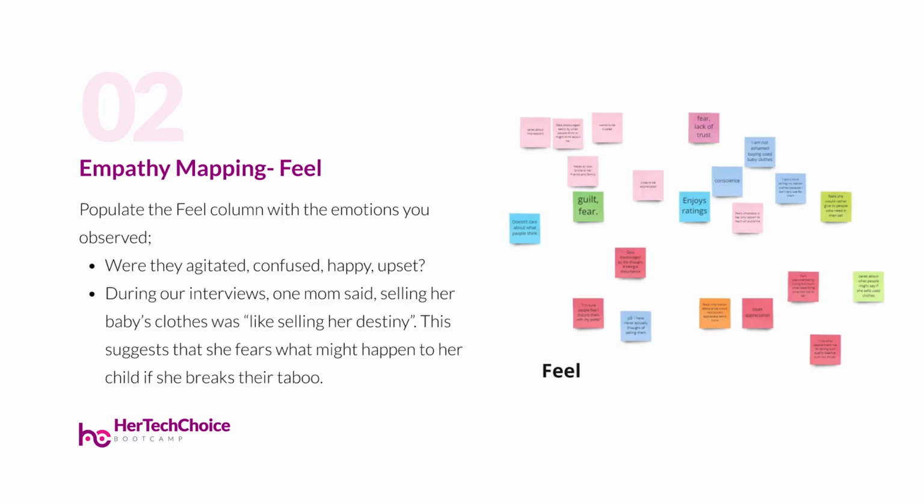The next is the feel column. You populate the feel column with the emotions you observed. Were your interviewees agitated? Were they confused, happy, upset? During our interviews, one mom said selling her baby's clothes was like selling her destiny. This suggests that she fears what might happen to her child if she breaks their taboo.